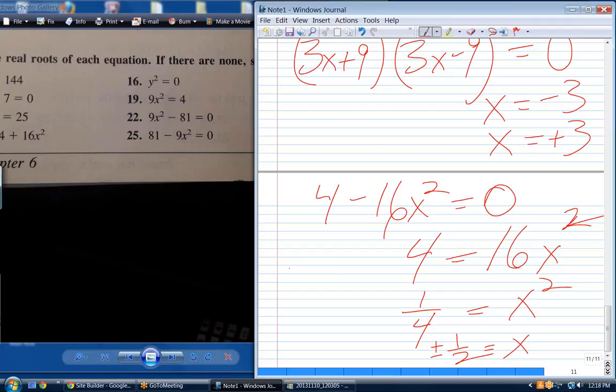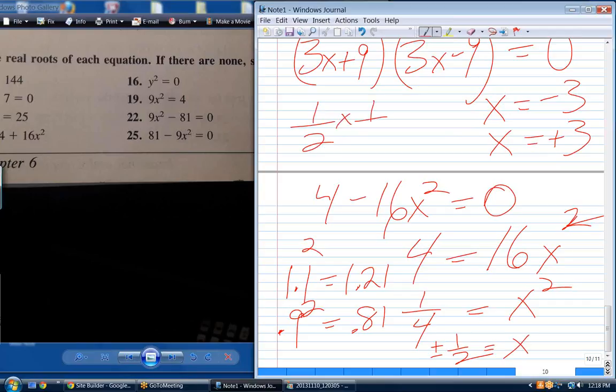When you square numbers that are greater than 1, you get numbers that are bigger. When you square numbers that are less than 1, you get numbers that are smaller. Very, very important concept in math. So if you square 1/2, you expect to get a number that's smaller than 1/2, and indeed you do.